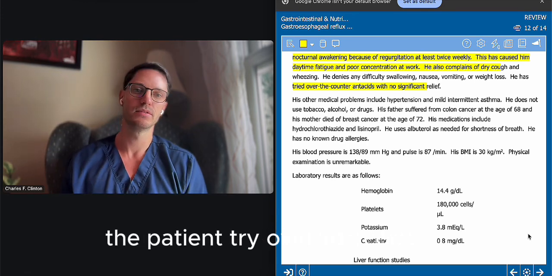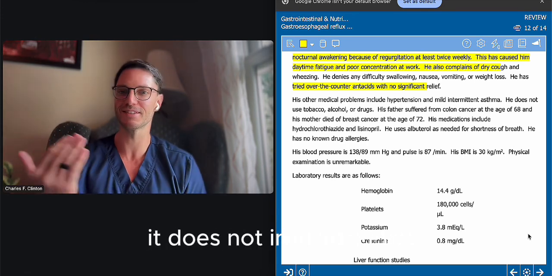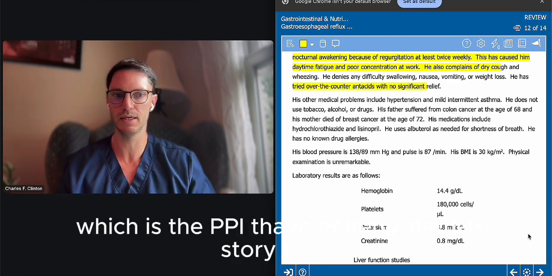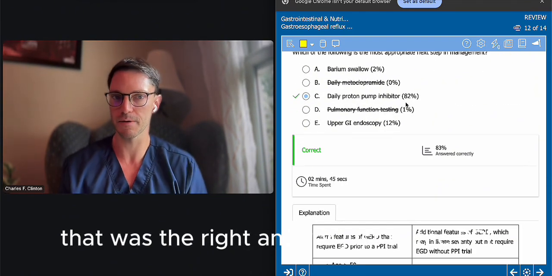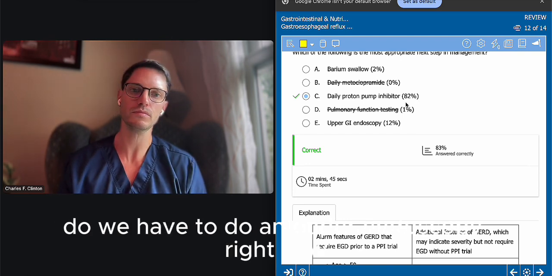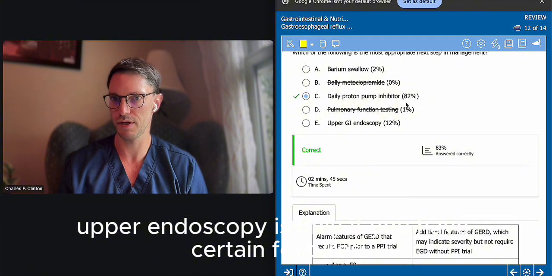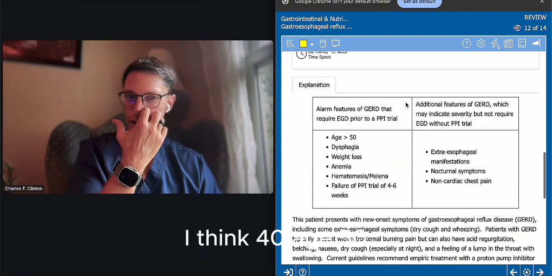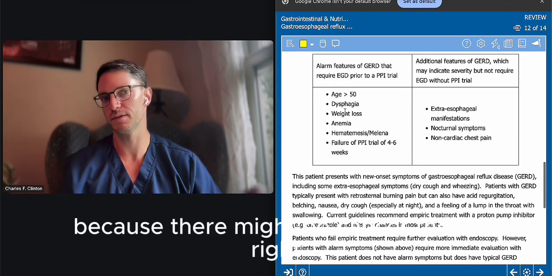So they're telling you, okay, the patient tried over-the-counter, which you know does not include PPIs. So let's do what we actually have to do, which is the PPI. That's the end of the story here. That was the right answer. Just do the PPI. The other tough decision to choose from is, do we have to do an upper endoscopy right now? So remember that upper endoscopy is only if you have certain features, in general red flags or age. If you start having these symptoms after age 50, don't just go ahead and do the PPI, because there might be a cancer there, right?